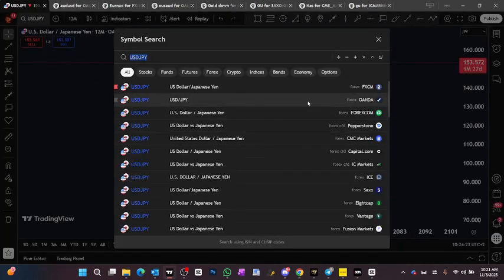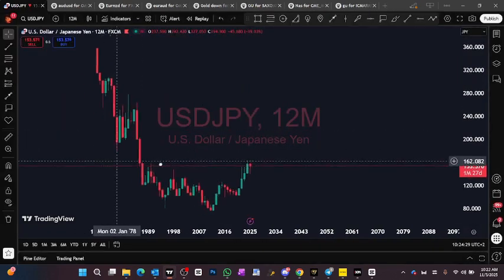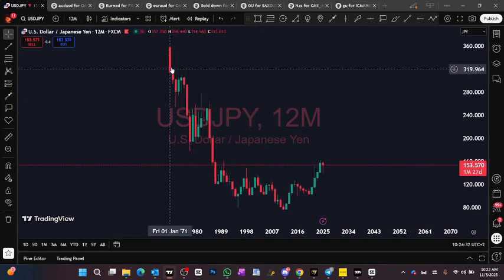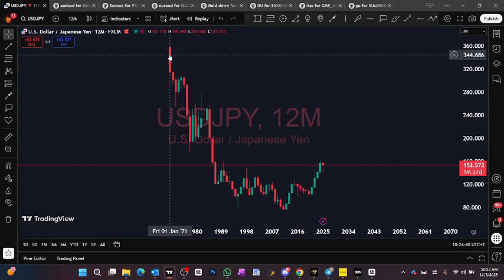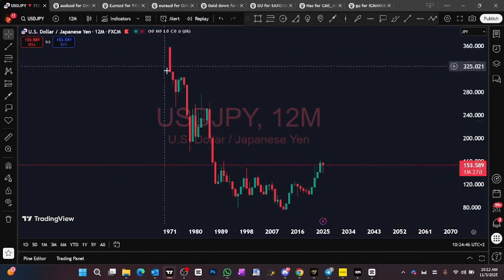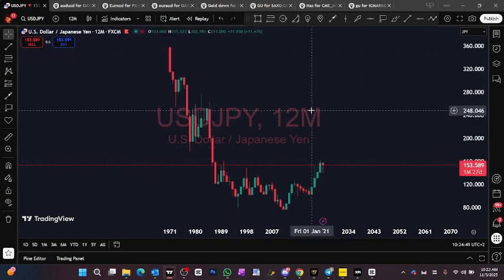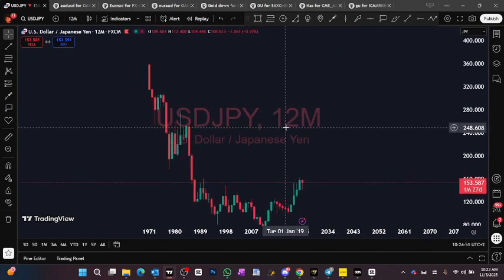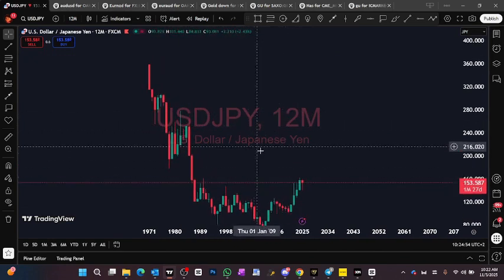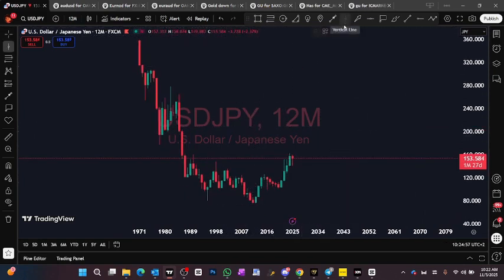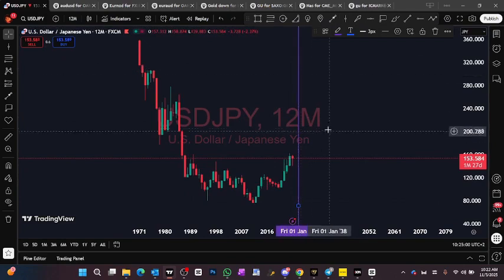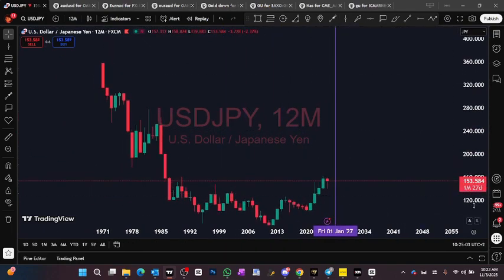But this one I'm using, FXCM, it started trading on this day in January 1971. See, January 1971. This is FXCM for me. It has more historical prices than the others. So yeah, anyway, let's get to it.